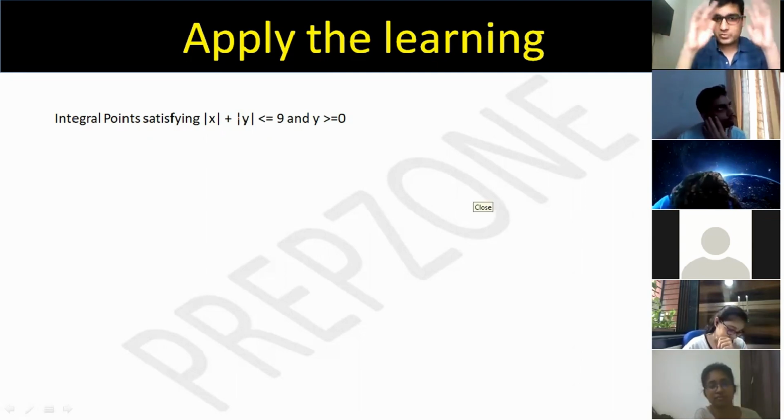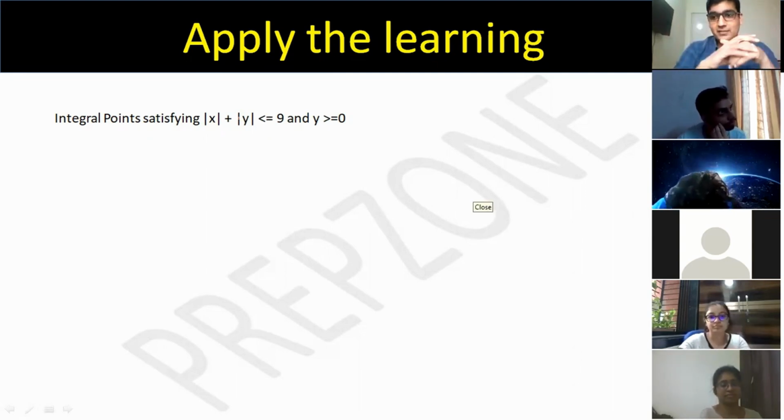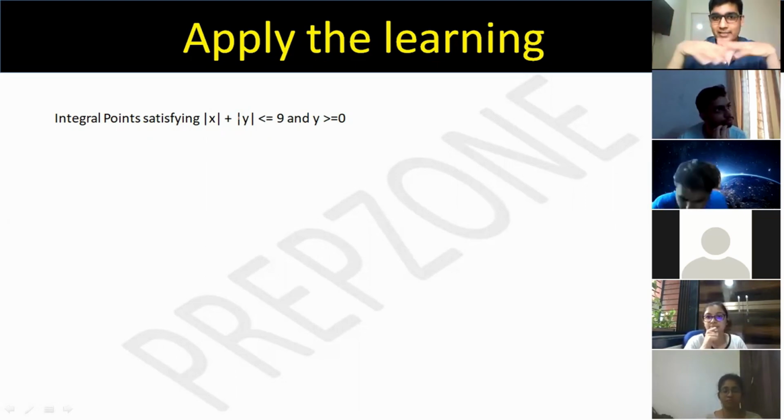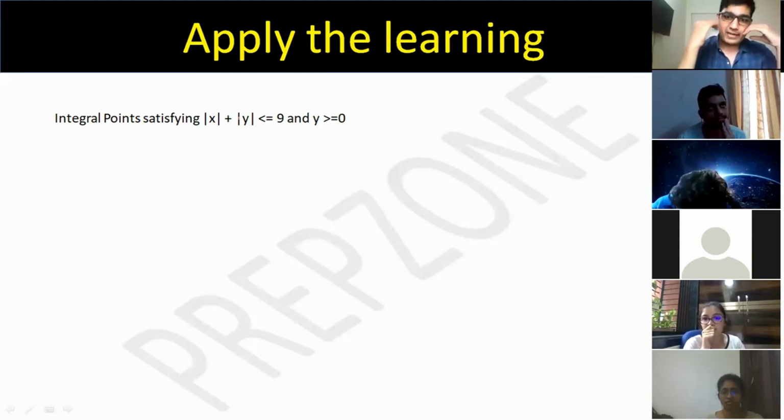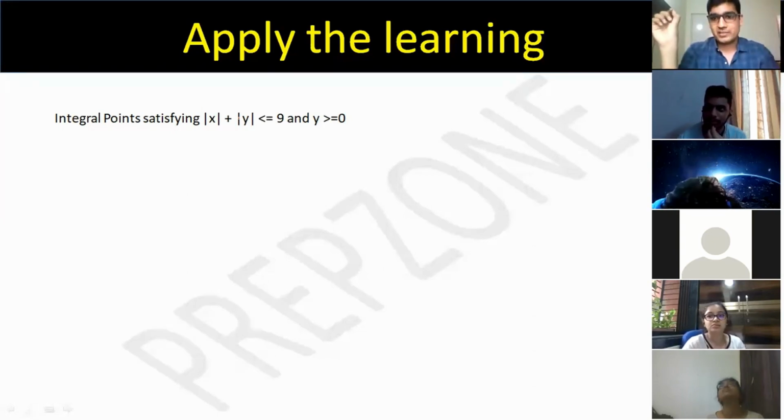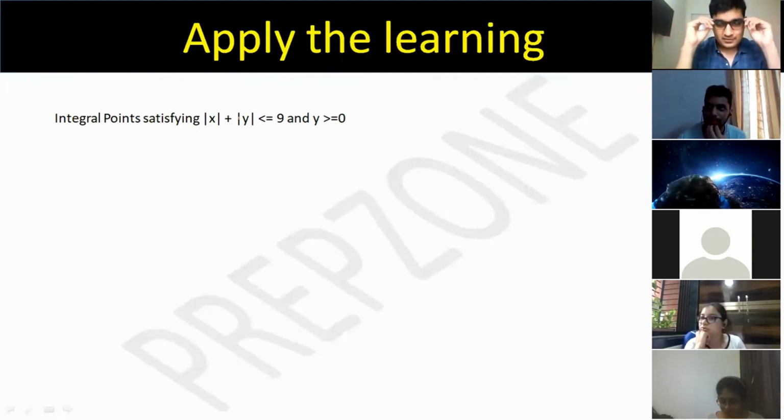All you have to do is visualize the graph in your mind. How does the first graph look? It's going to be a rhombus, then y is greater than or equal to 0. So essentially you only have to find integral points above the x-axis. Then just apply the trick. Y equals 0, how many points are there? Y is 1, 2, 3, 4, 5, 6, 7, 8, 9. There'll be 10 discrete values of y.